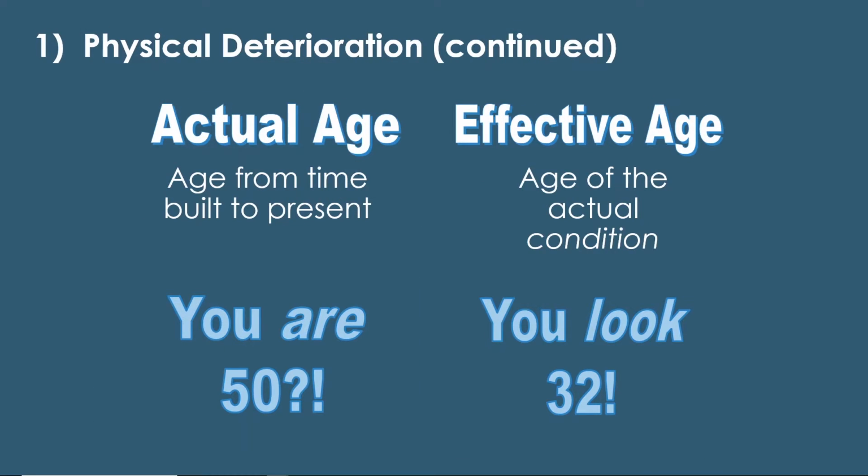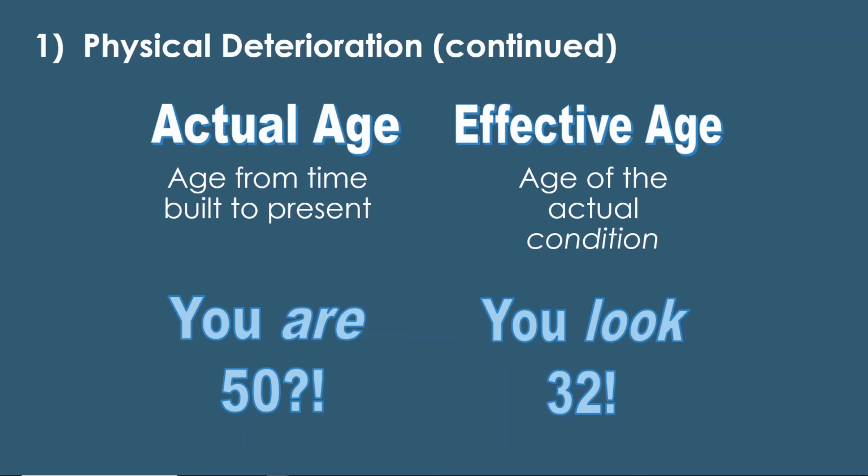Then we have actual age versus effective age. So age from time built to present is the actual age. So what you actually are with your age, for instance. And so with the property, if it was built in 1950, it would be however old it is from 1950 to today. Whereas the effective age is, what does it actually look like for the condition of it? So if it's well taken care of, well maintained, it may look like it's a 30-year-old property. So the effective age will usually be a lot less than the actual age, or just slightly less.